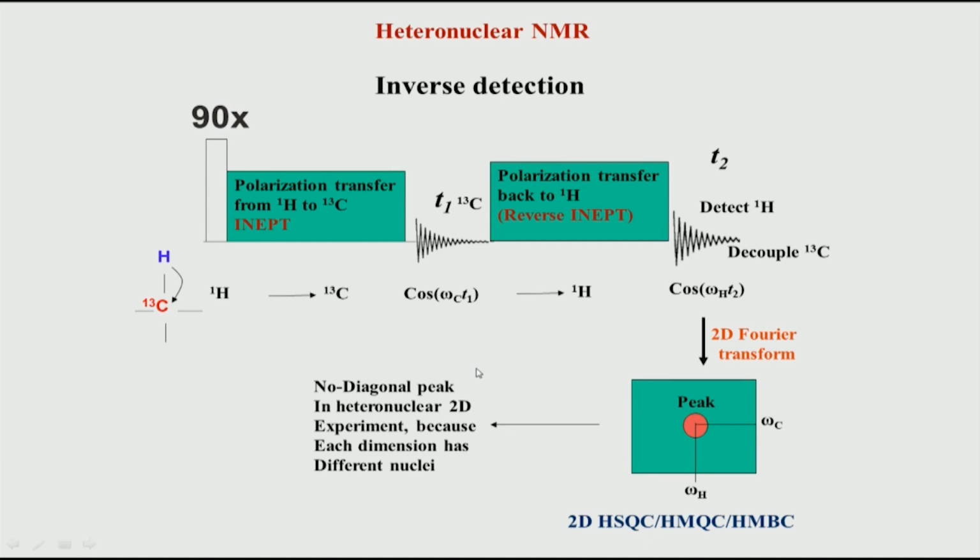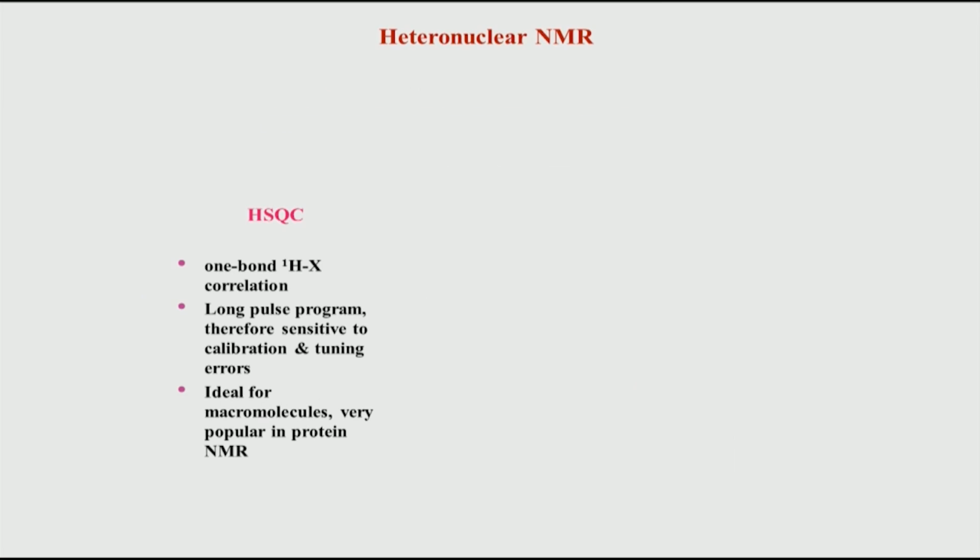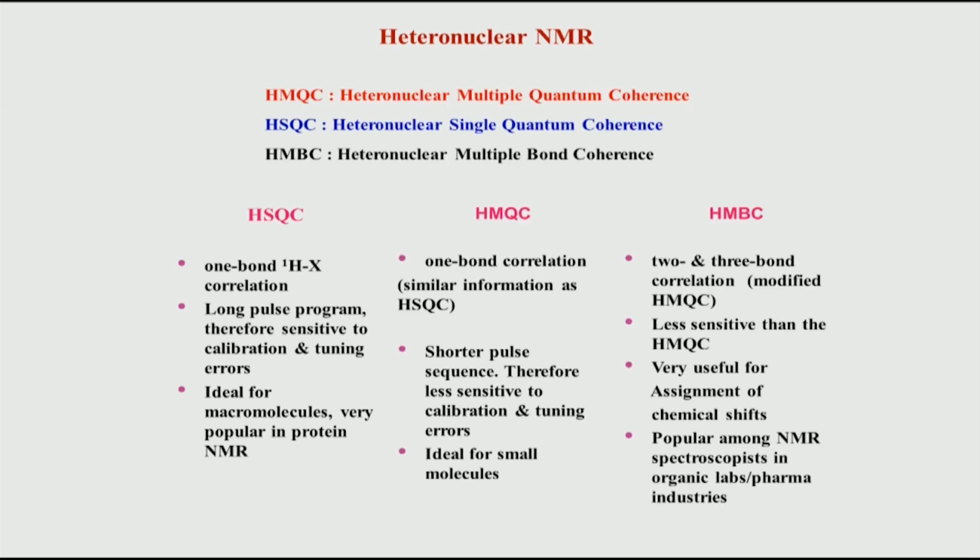So, whenever any two axes are proton, then you can expect to get a diagonal, but whenever there is a carbon proton or proton nitrogen or any proton X nucleus or any X and Y nucleus correlation, there is no concept of diagonal peak because the two nuclei are different. So, now let us go to this list of experiments that we will see in this course.